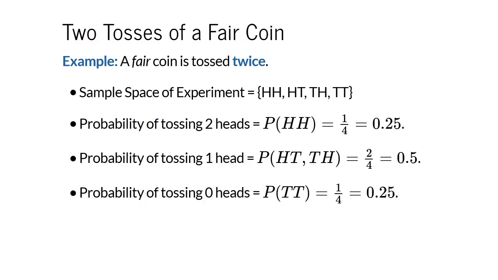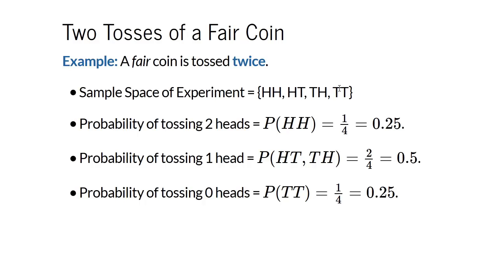Let's look at another example. This time, let's consider tossing a fair coin 2 times. The sample space is the list of all possible outcomes that may arise when performing this experiment. We could toss a head first and a head second, HH, or we could toss a head first and a tail second, HT, a tail first then a head second, TH, or a tail and then a tail, TT.